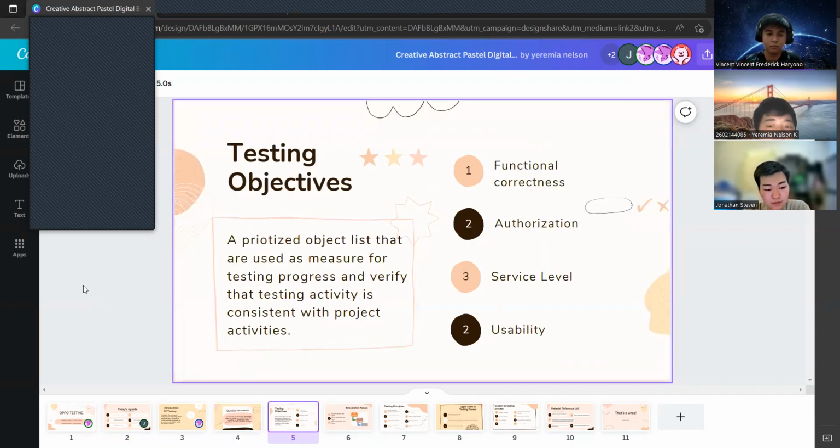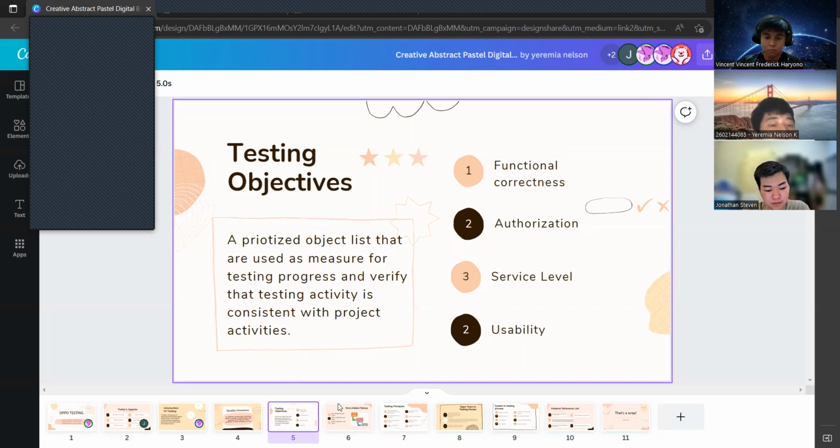The next one is the testing objective. Testing objective is a prioritized object list that is used as a measure for testing progress and to verify that testing activity is consistent with project activities. Testing objective is defined into four categories. First one is functional correctness. It is about validation that the systems are suitable or correct for supporting required business processes and transactions.